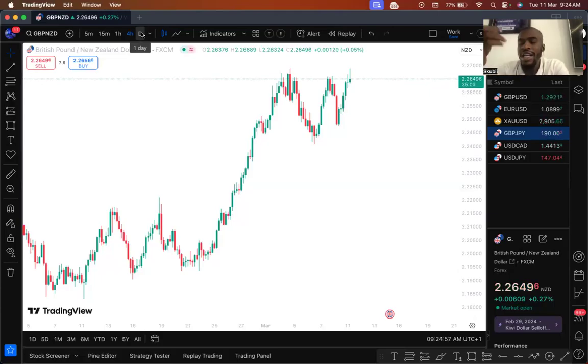Now, if the daily time frame is bullish, the 4 hour time frame is definitely going to be bullish. Do you understand? If the daily time frame is pushing up to create a higher high, the 4 hour time frame is going to be doing an uptrend. If it's retracing on the daily time frame, the 4 hour time frame is going to be doing a downtrend.